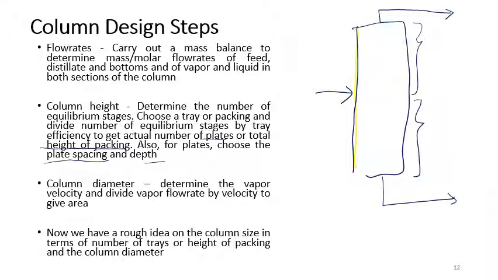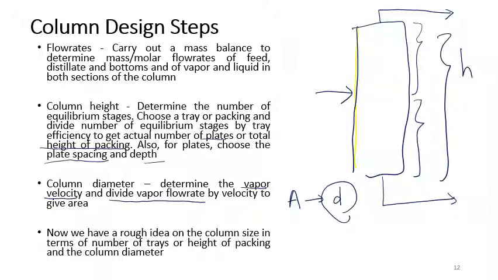And then next is to determine the column diameter. For the column diameter, this is where you need to know the vapor velocity. If you know the volumetric flow rate of the vapor and liquid in the column, given the vapor velocity, you divide the vapor flow rate by the vapor velocity to give the area. When you get the area, you can get the diameter. So now you have the height of the column and the diameter, and you have a rough idea on how your column is sized.